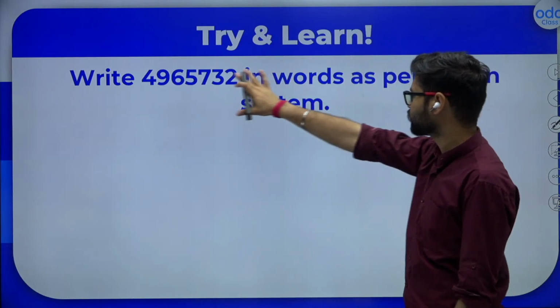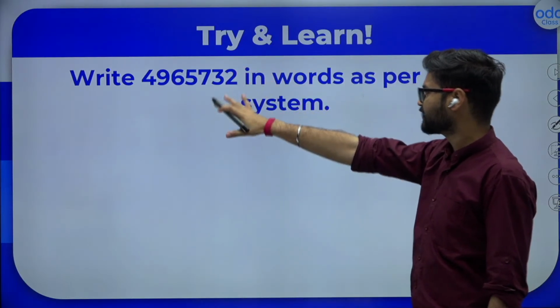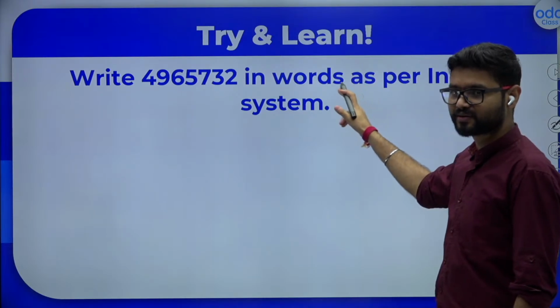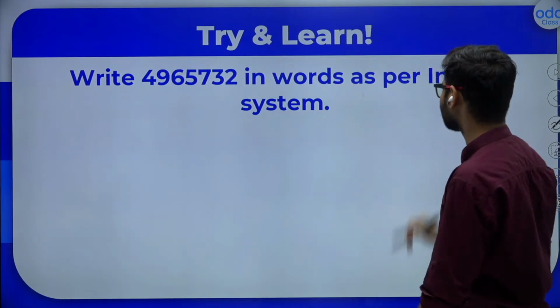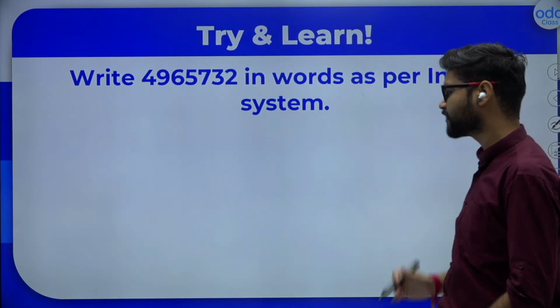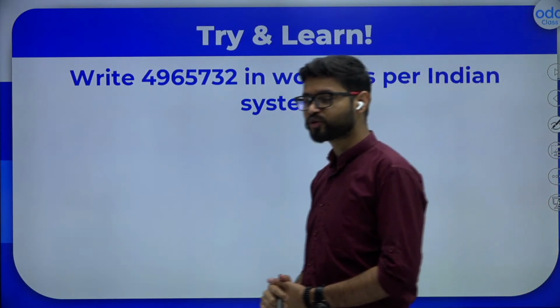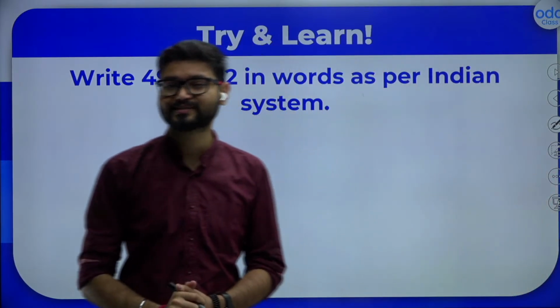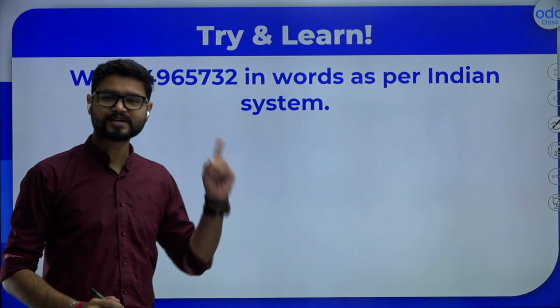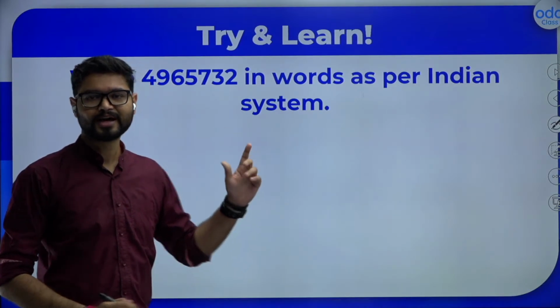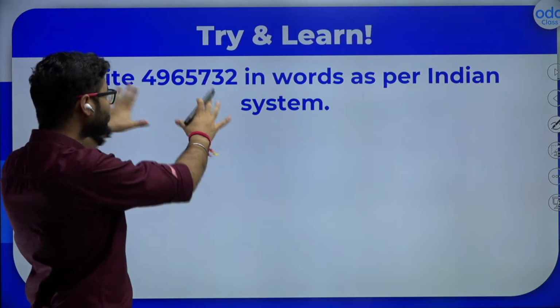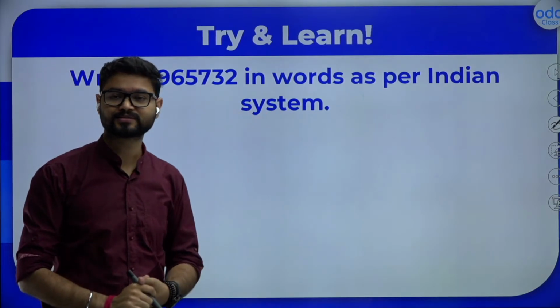So a number is given to us. It says, write this number in words. So I have to write this in words as per the Indian system. Can we do that? The very first thing that I have to do is to first of all represent this number as per the Indian system.